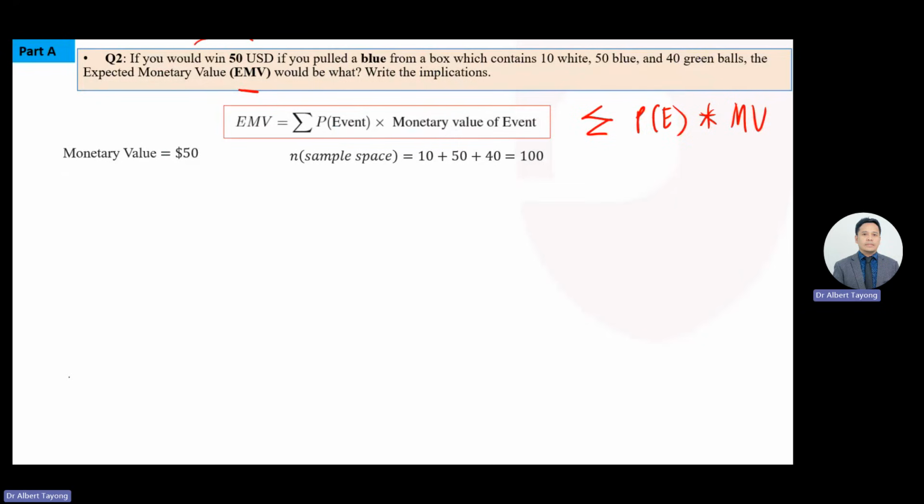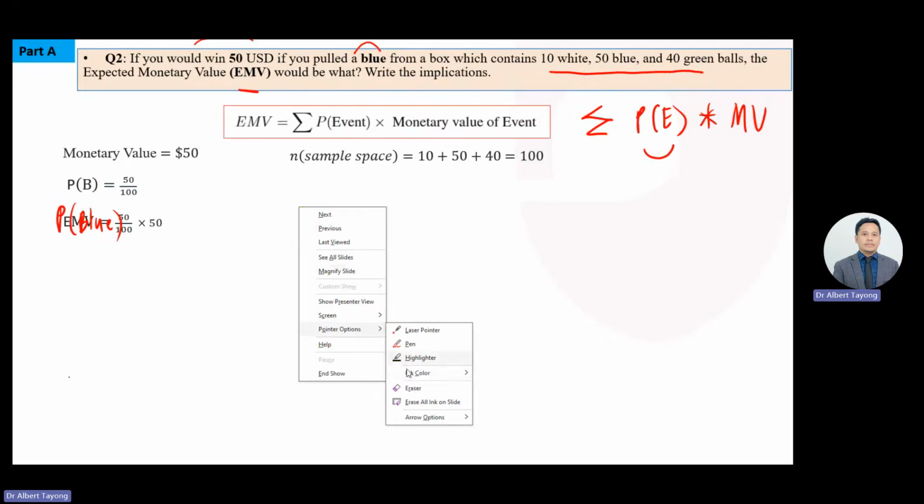And the total, that is the number of sample points in a sample space, is 10 plus 50 plus 40, which is equal to 100. Then we get the P of an event, which talks about getting a blue ball from a box. So that is P of B here. That is P of blue, which is equal to 50 over 100.